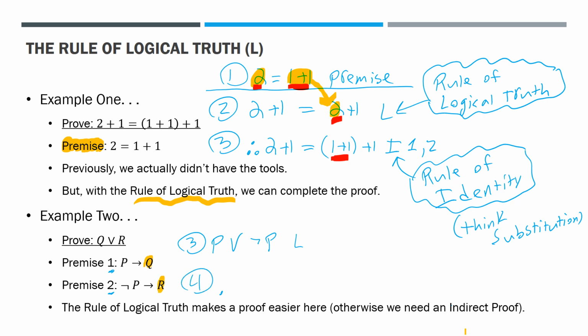Hence, for 4, we can say Q or R, because we have a constructive dilemma with lines 1, 2, and 3. I should note that the textbook does not call this a constructive dilemma. Most textbooks do, so I'm just going to stick with standard terminology. But you can see here that the rule of logical truth made this proof very easy, very straightforward.